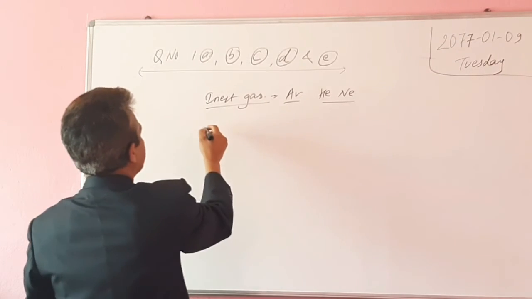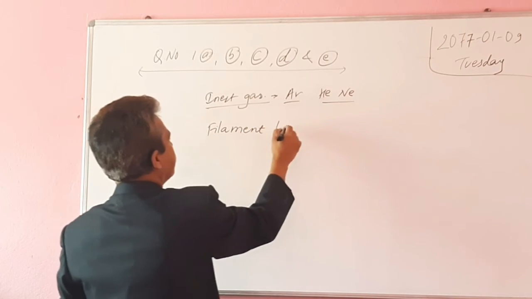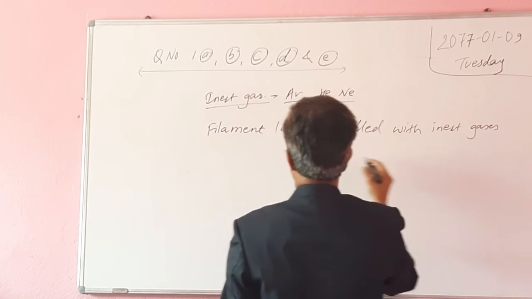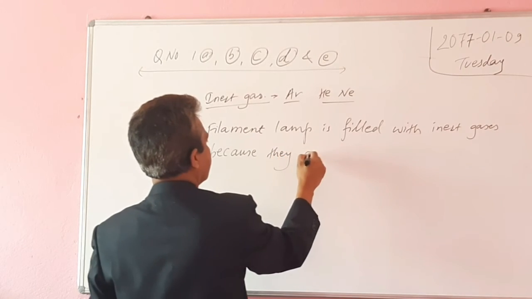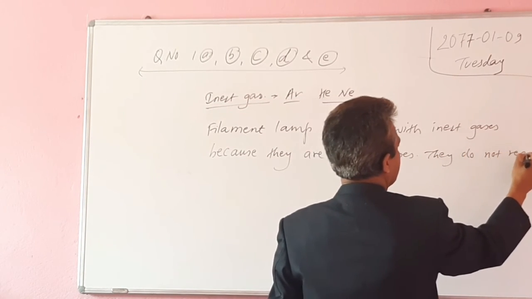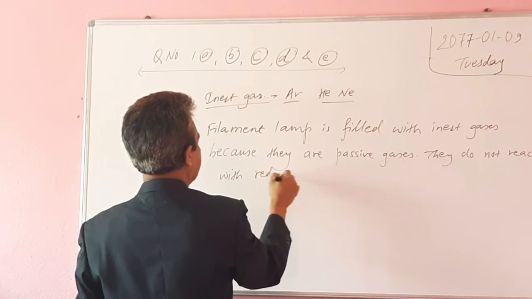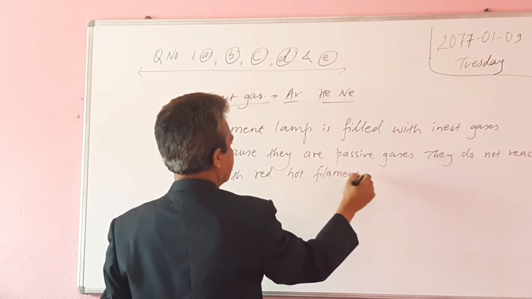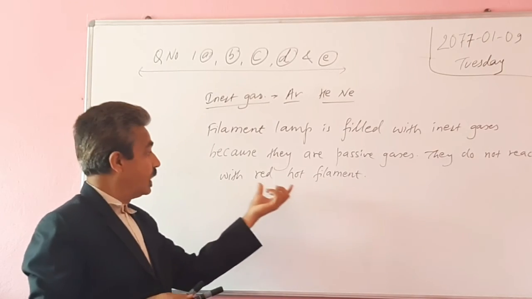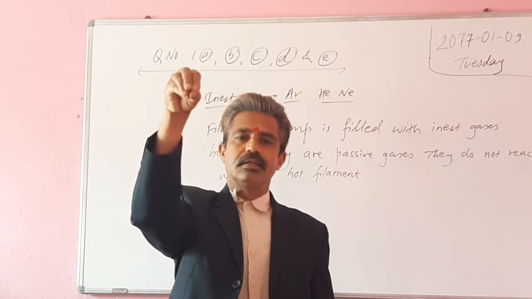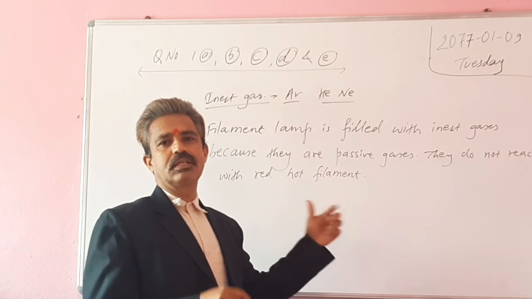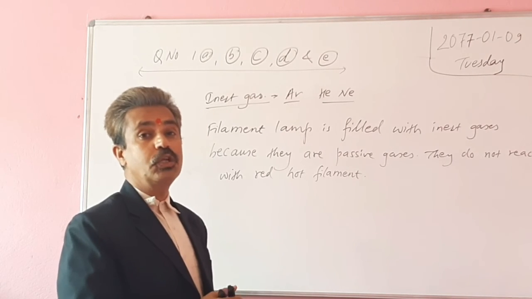No reaction takes place. So, filament lamp is filled with inert gases because they are passive gases. They do not react with red hot filament. Filament lamp is filled with inert gases because they are passive gases, they do not react with red hot filament. Actually, red hot filament is very active. If you fill the filament lamp with oxygen gas, at that time red hot filament reacts with oxygen and its oxidation takes place and it damages. And the filament lamp does not work anymore.